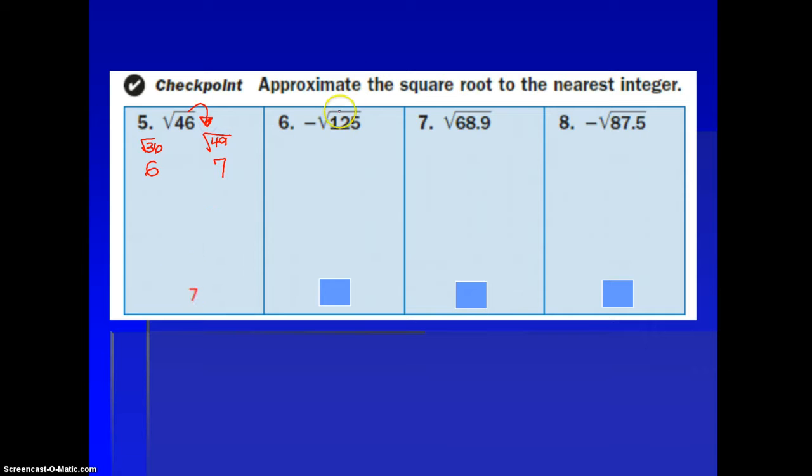Now for number 6, see this negative? The negative means nothing next to the square root symbol. All you're really doing is making your answer the negative form. So whatever this answer is needs to be negative. So kind of ignore the negative at the beginning. Please try 6, 7, and 8. Pause the video at this time. Now that you've solved the problems, see Mrs. Shea to check your answers.